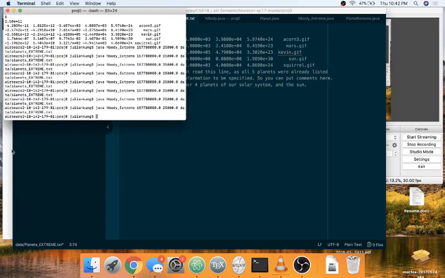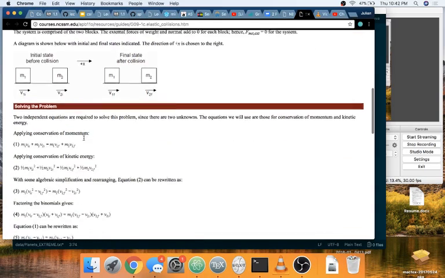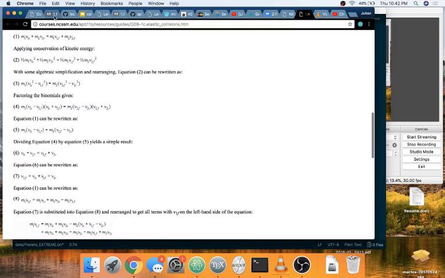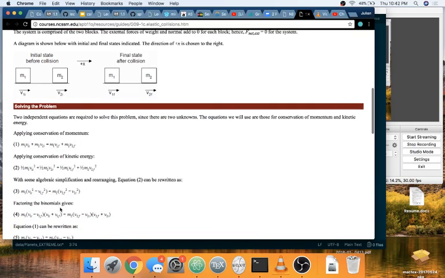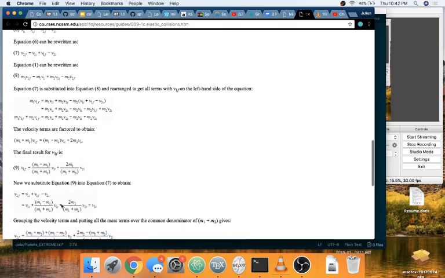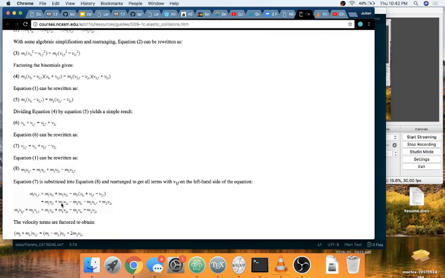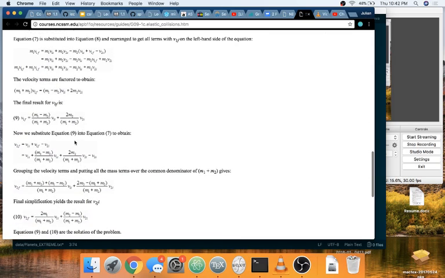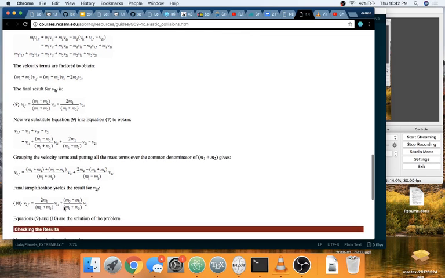I used this website, and after a lot of looking at math, I found that when two objects collide, the final velocity for the first object is denoted by this equation, and the final velocity of the second object is denoted by this equation.